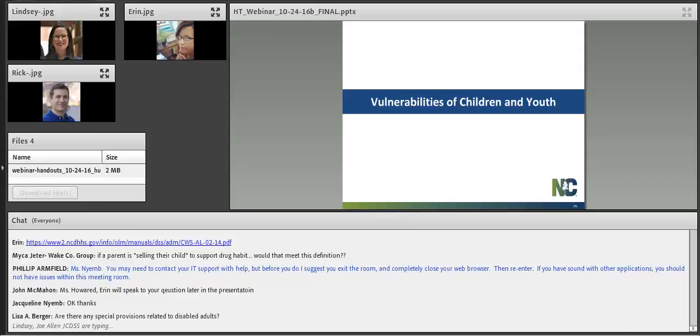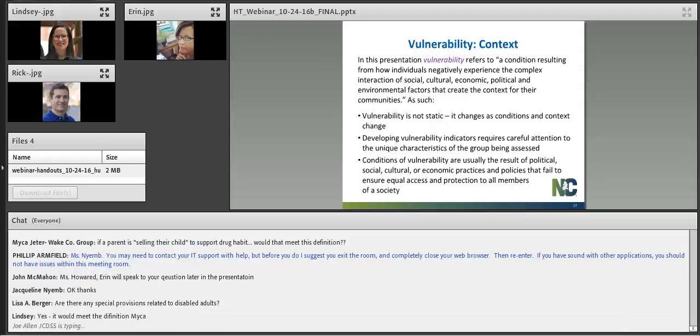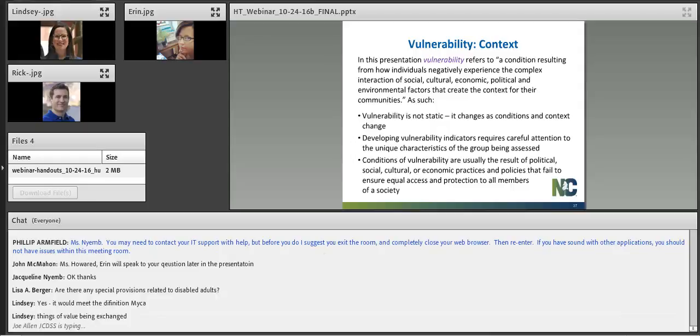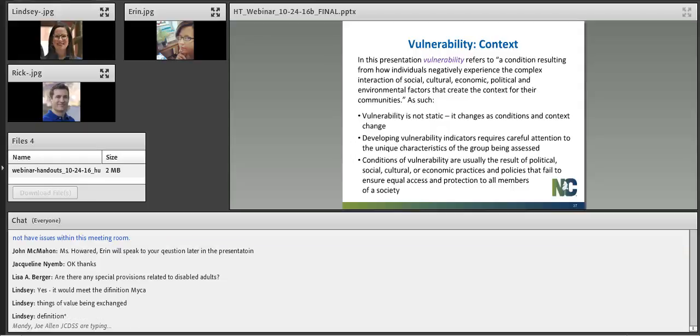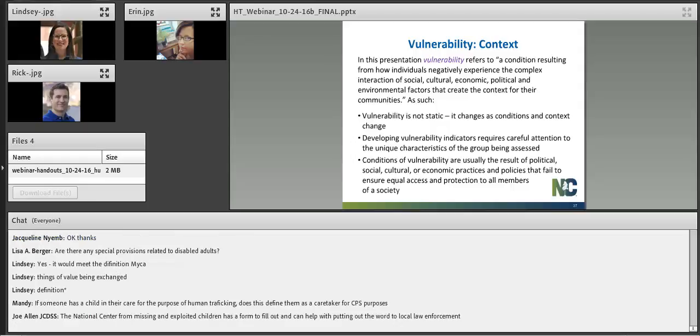Now I'm going to talk a little bit about vulnerabilities of children and youth. And just to frame the conversation a little bit, for the purposes of our conversation around vulnerability and risk, what I mean when I say vulnerability is that it's a condition that results from how individuals are negatively experiencing the complex interaction of social, cultural, economic, political, and environmental factors that create the context for their communities. So vulnerability in this sense is not static. It changes as condition and context change.